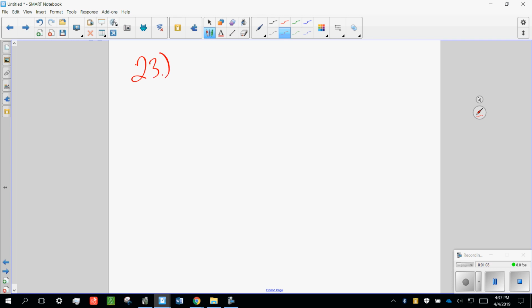And number 23. This one's a fun one. Okay, again, we're multiplying inside that log, so I'm just going to go ahead and split it up into two logs right now. We have log base 5 of w plus log base 5 of the cube root of uv.